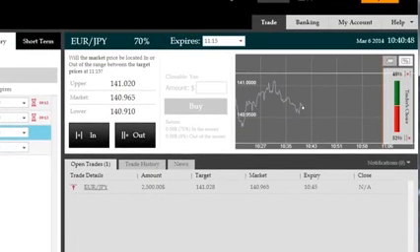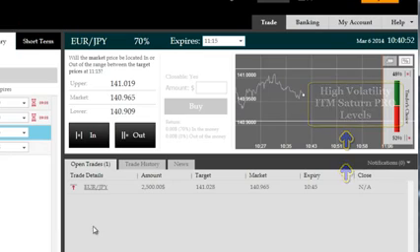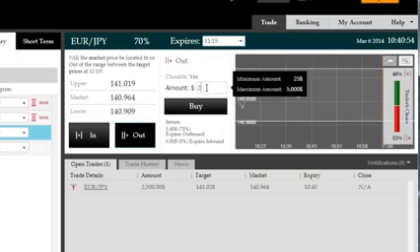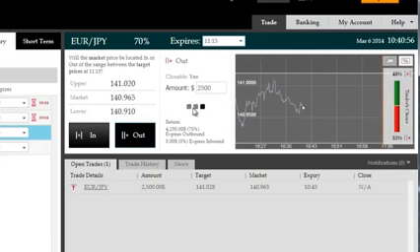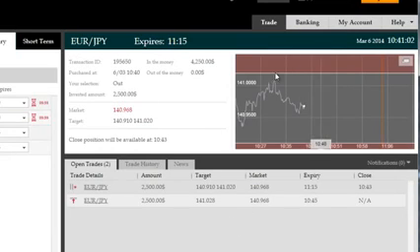As you know, ITM Saturn Pro puts in the 50% and 61.8% at high volatility zones. It is therefore a good assumption that a boundary trade will result in a favorable outcome if we go for outside the boundary, because the volatility will be so high that it will escalate outside of this boundary.